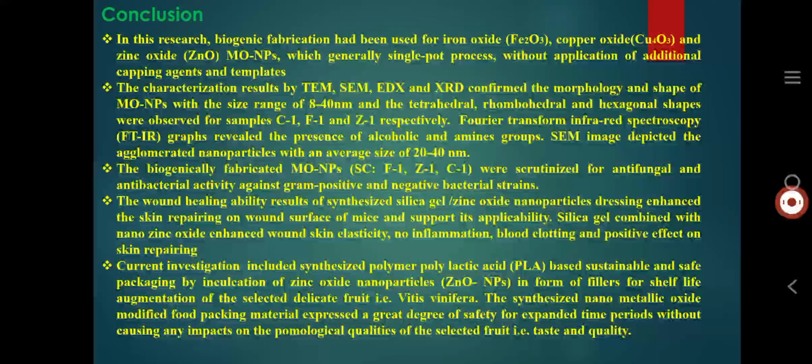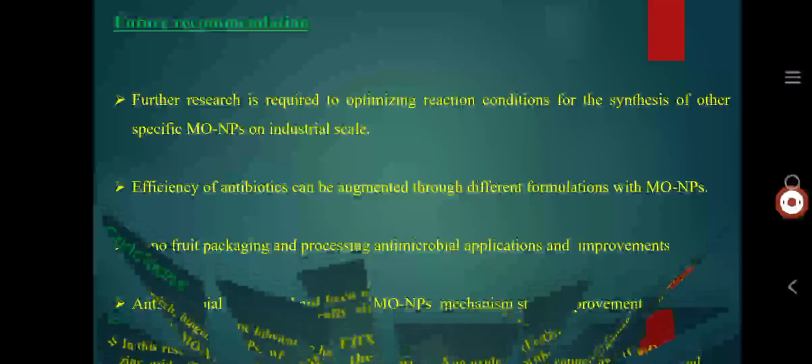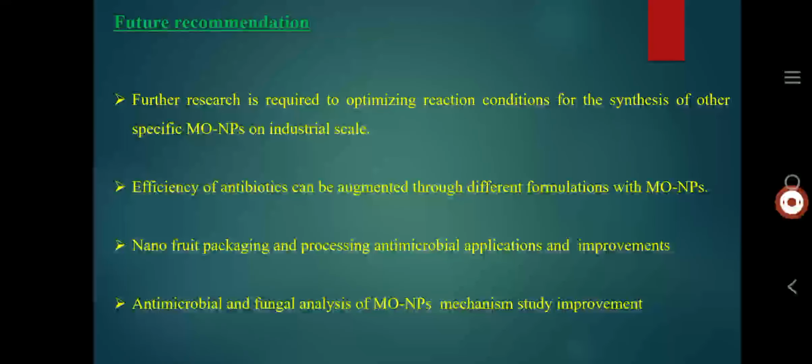Culture investigation also supports PLA polymer based sustainable and safe packaging for fruits, increasing their shelf life and safety, and the physical structure and pomological properties were also improved. A future recommendation is to optimize the reaction conditions so the effectiveness of antimicrobial activity can be augmented for different formulations with metals and nanoparticles, and food packaging can also be improved for other antimicrobial activities and other species. The antimicrobial and antifungal analysis mechanism may be improved and can be studied.